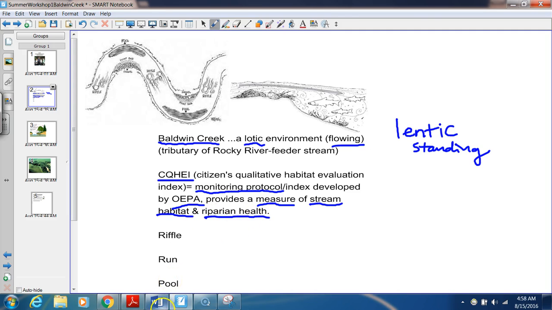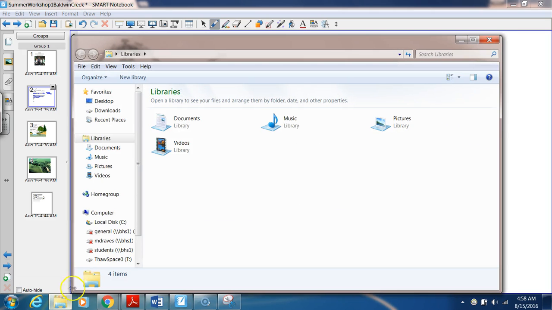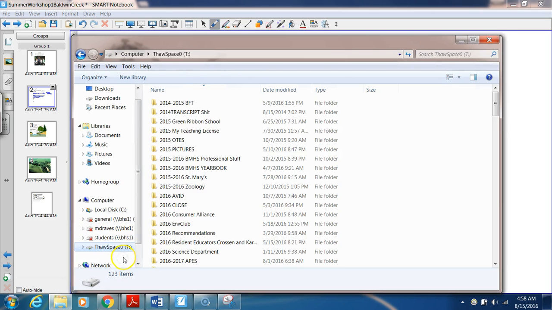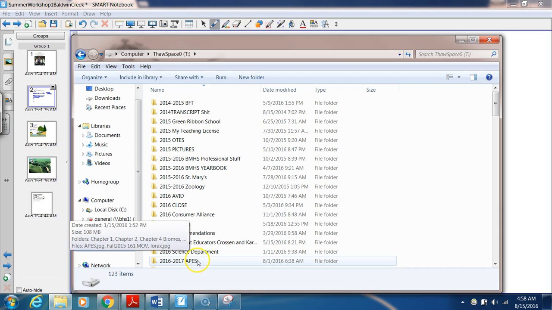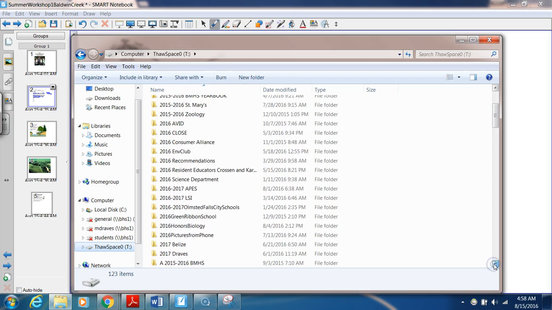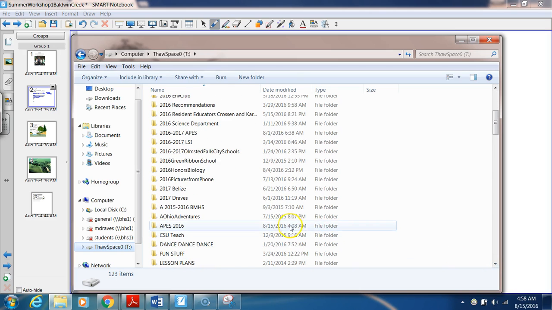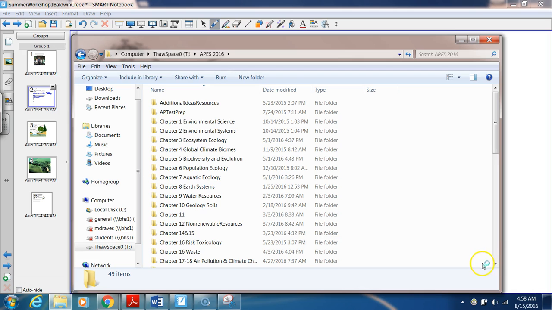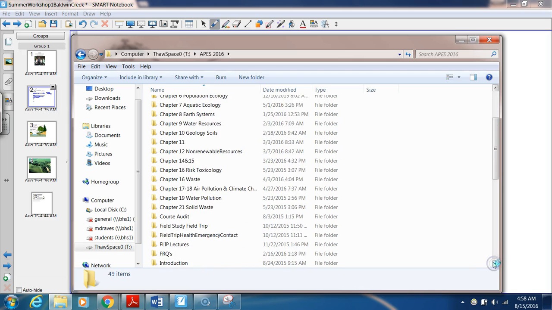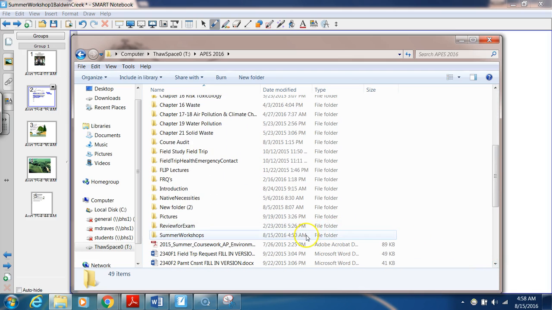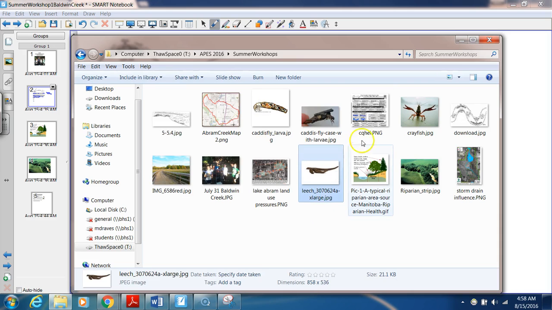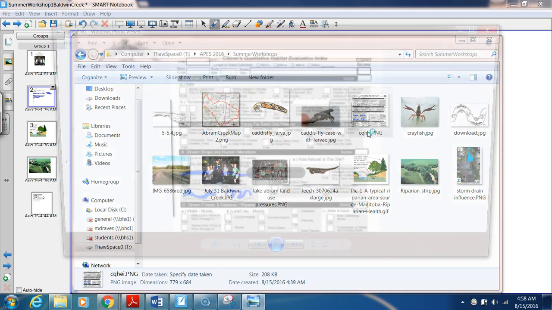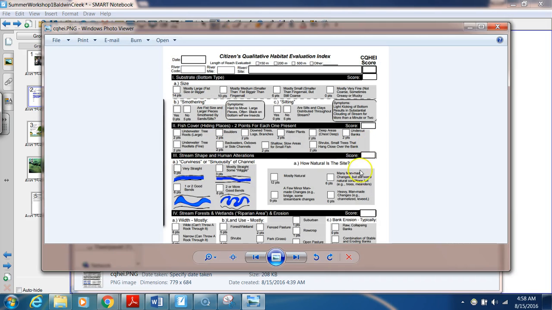So I want to show you guys a picture of this Citizens QHEI. Let me just find it here. I meant to put it up here. Okay, so this is just a picture of part of it.